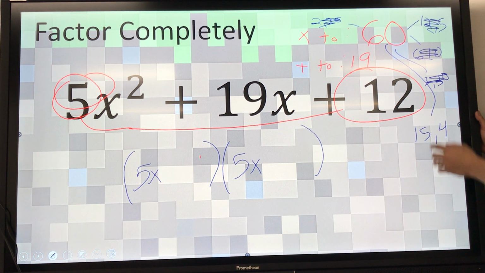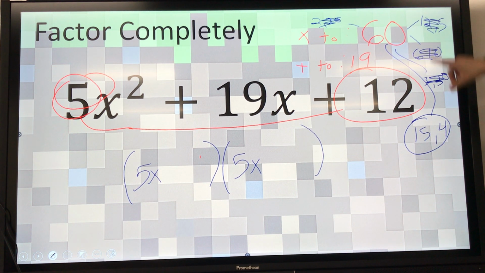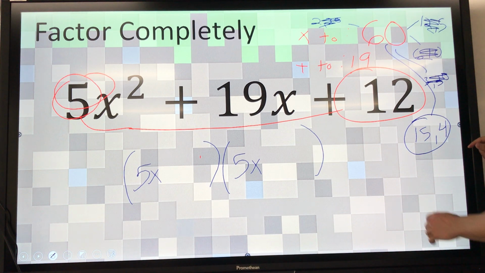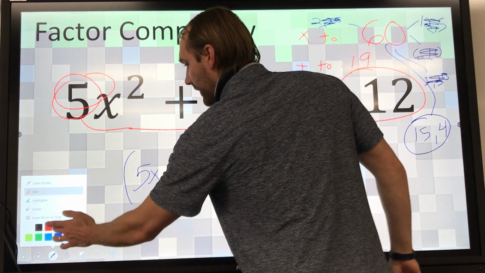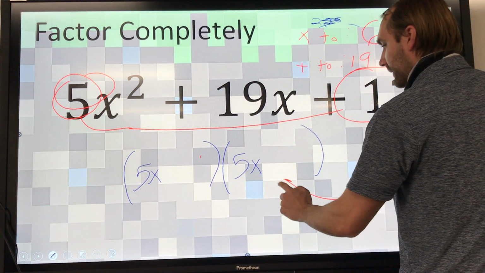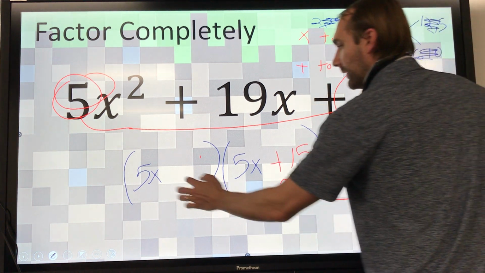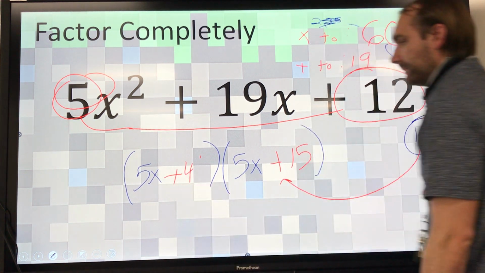Hey, it took us a moment, but we found it. 15 and 4. So 15 times 4 is 60, 15 plus 4 is 19. What do I do with these two numbers? They're the numbers that go right here. So a plus 15 and a plus 4.